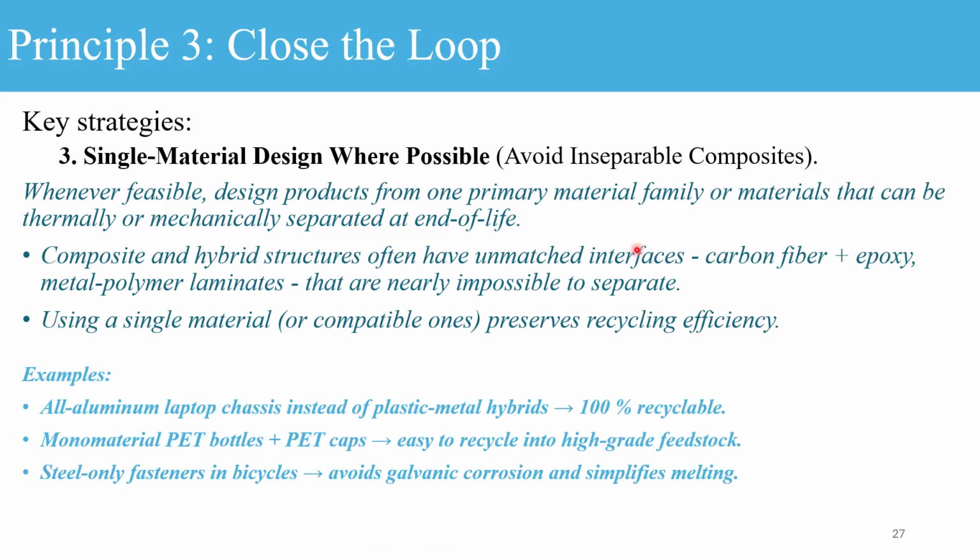For example, all-aluminum laptop chassis instead of plastic-metal hybrids are 100% recyclable. Another is monomaterial PET bottles and PET caps, where usually bottles and caps are made from different materials. If you use the same material for bottles and caps, then it is easy to recycle into high-grade feedstock. Another example is steel-only fasteners in bicycles, which avoids galvanic corrosion and simplifies melting if we are going to reuse those fasteners from bicycles.